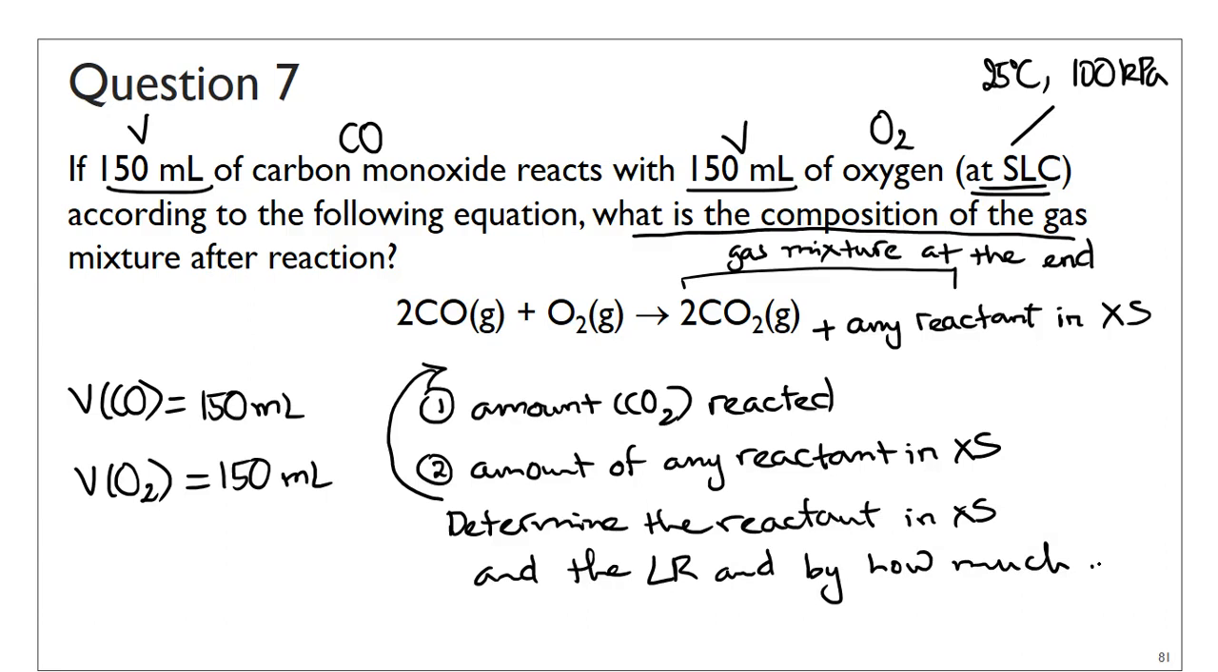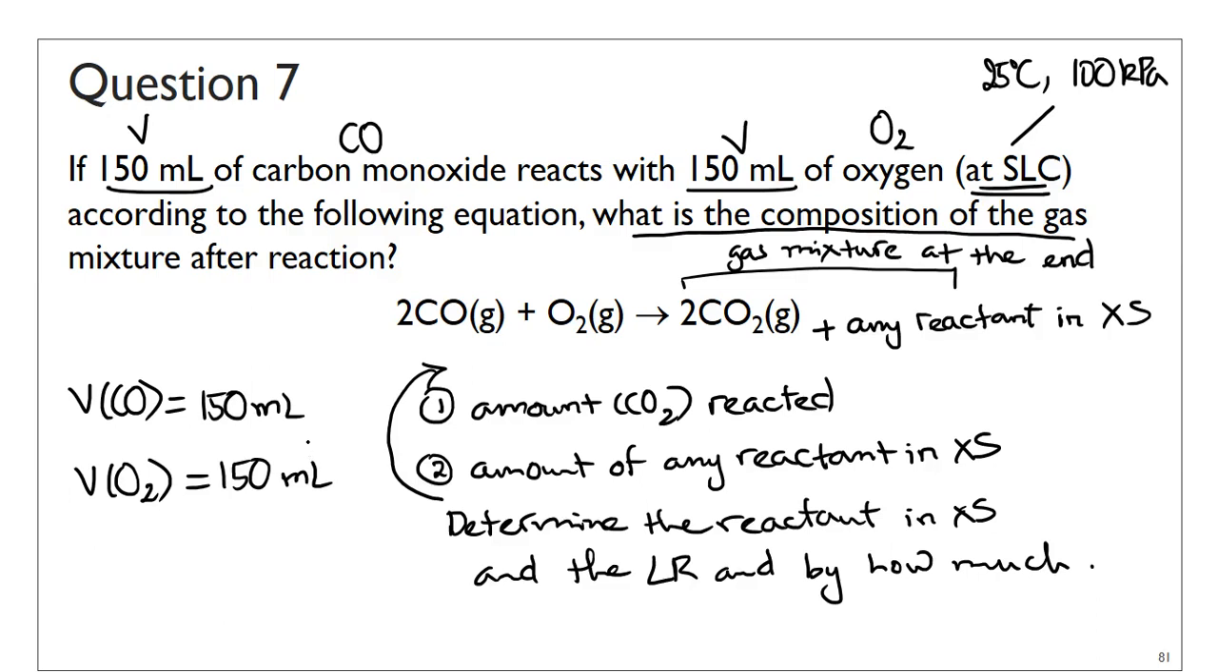Now, if you remember from Year 11, if we want to find which reactant is in excess and which is the limiting reagent, we have to start with the mole ratio, and we have to determine the number of moles of the reactants.